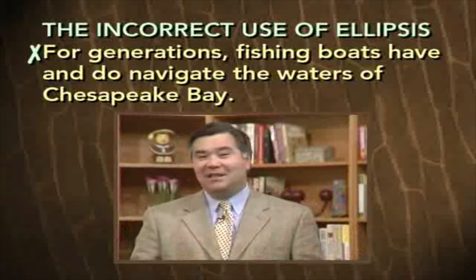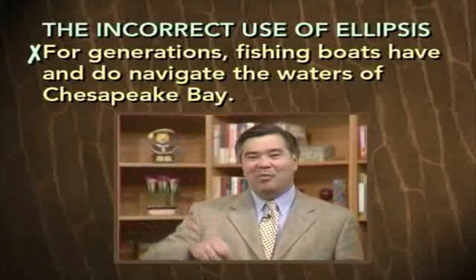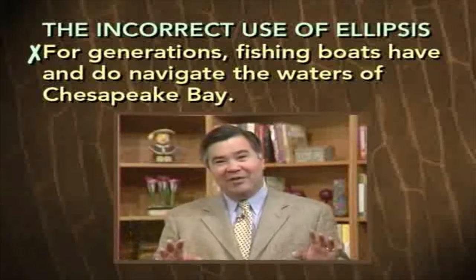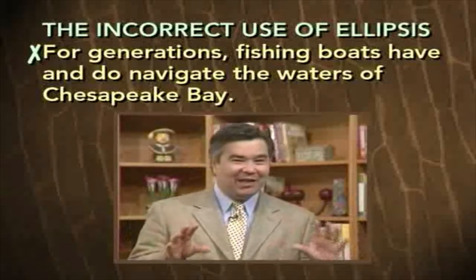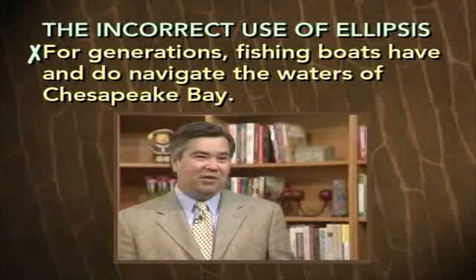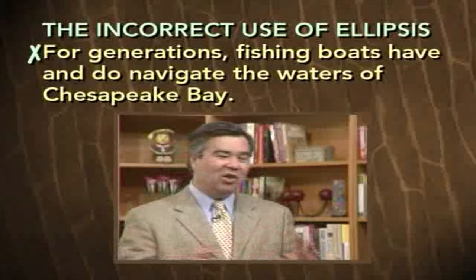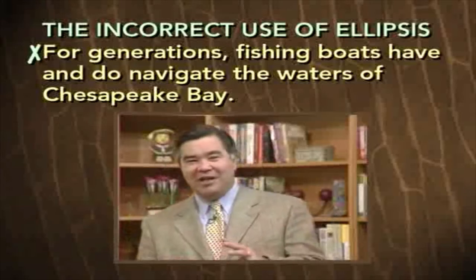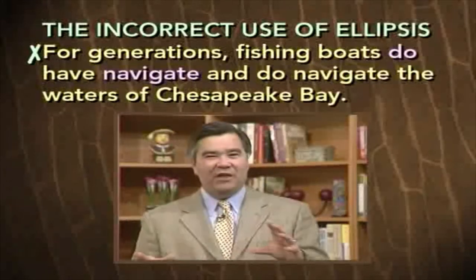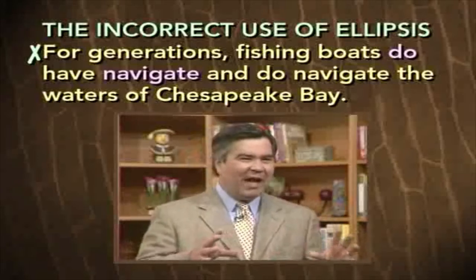However, does he pass the test of correct ellipsis? To test that, we have to plug in the same words that have been omitted and make sure that the sentence makes sense. Now, in the second clause here, we are told fishing boats do navigate the waters of Chesapeake Bay. That's the complete clause. When we try to insert the same words into the first half, suddenly the sentence doesn't really work. "For generations, fishing boats have navigate" or "do have navigate."